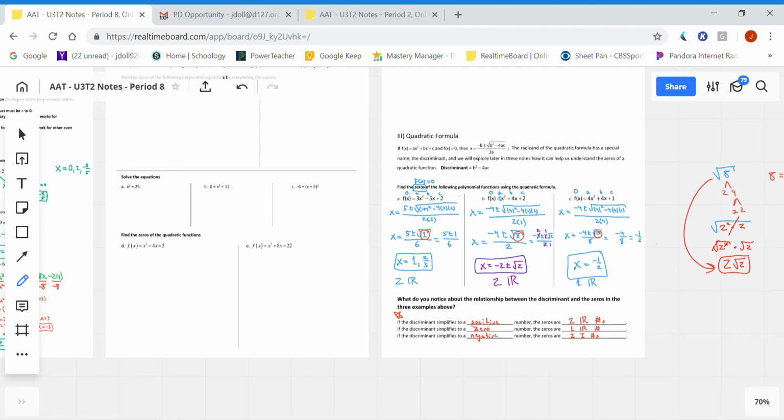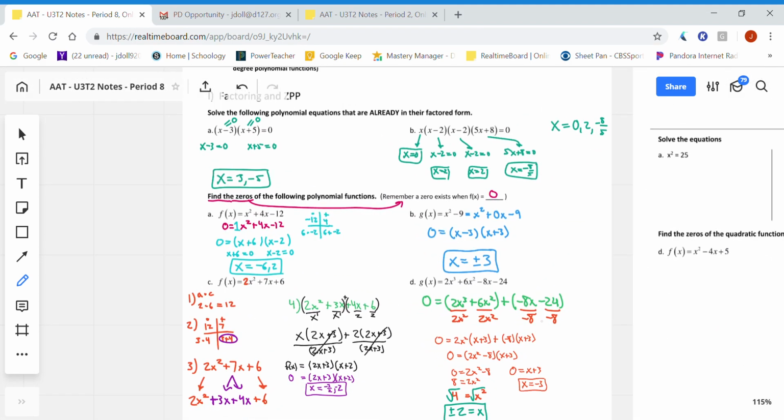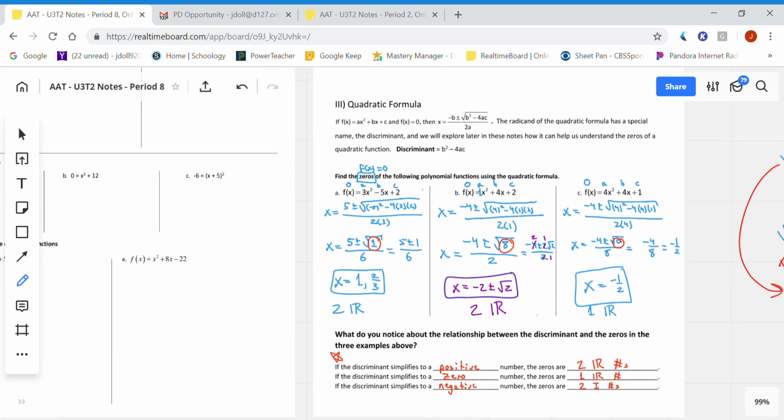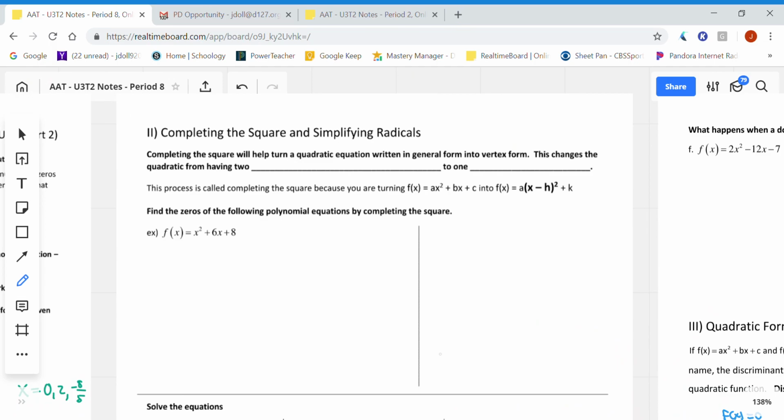All right, well, that's the quadratic formula. Please work on this in class. Please work on the homework, and then on Thursday, come to class with questions on both the worksheet that we did, part 1 with factoring and using the zero product property, and part 3 with the quadratic formula. And together in class on Thursday, we'll review and work with completing the square.